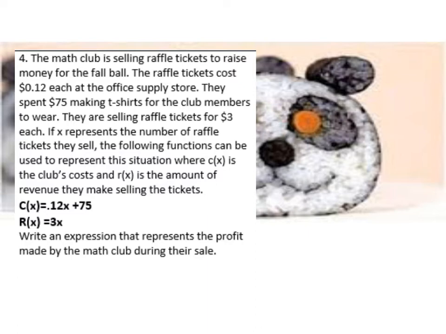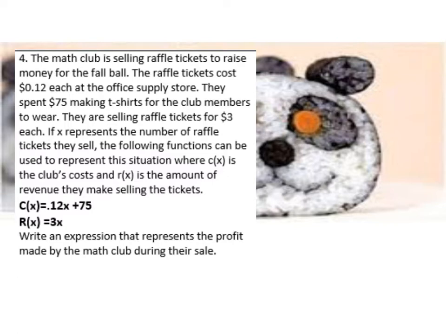Next question. Math Club is selling raffle tickets to raise money for the fall ball. Of course they are. The raffle tickets cost 12 cents each at the office supply store. They spent $75 making t-shirts for the club members. They're selling raffle tickets for $3 each. If X represents the number of raffle tickets they sell, the following functions can be used to represent the situation, where C of X is the club's cost and R of X is the amount of revenue they make selling tickets.